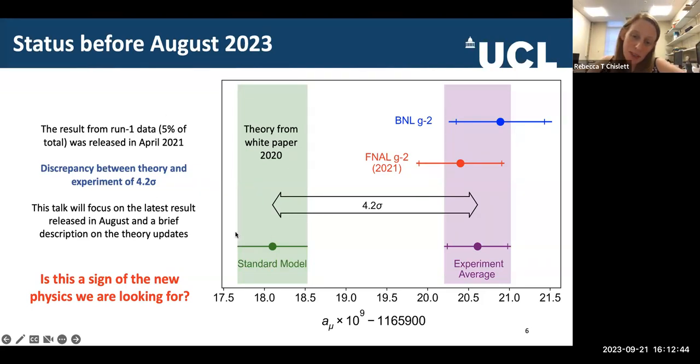So we want to see if this is the sign of the new physics that we're looking for, and so analyze the rest of the data that we have to see if the result still agrees. I'm going to focus on the results from the second and third years of running. This isn't all the data that we've collected, but it has about 4 times as many statistics as the run 1 result. So we should improve the result by about a factor of 2.